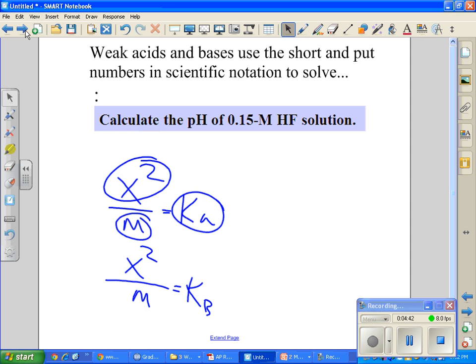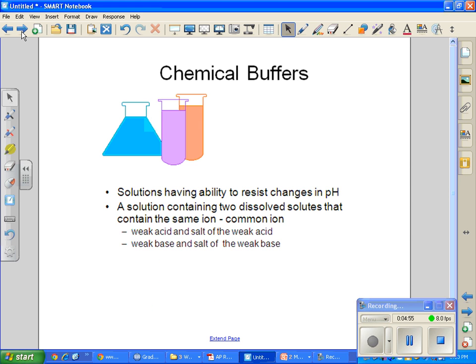But as you're doing some of the weak acid, weak base problems tonight on the Kung Fu quiz, set it up: x squared over molarity is equal to Ka, or x squared over molarity is equal to Kb. Put the numbers in scientific notation. See if you can solve it again without a calculator.